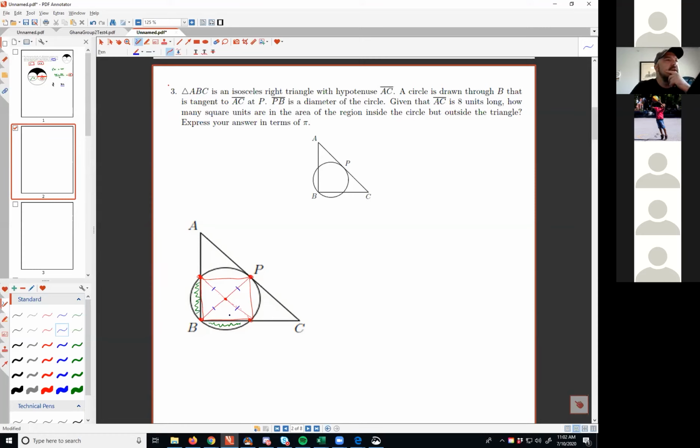Okay, well now we need the radius, don't we? Or do we? Is there a way to do this without the radius? Oh, you know what? AC is 8. So that's 4 and that's 4. And we can kind of tile this with these triangles with hypotenuse 4. And that means that the radius of the little circle is 2. Okay, we have a radius of 2.